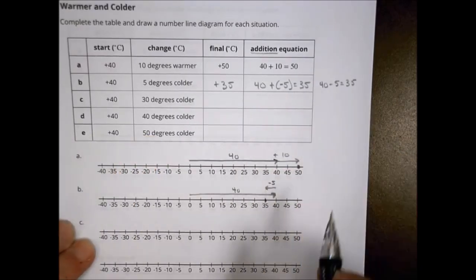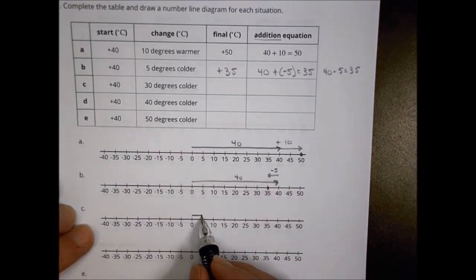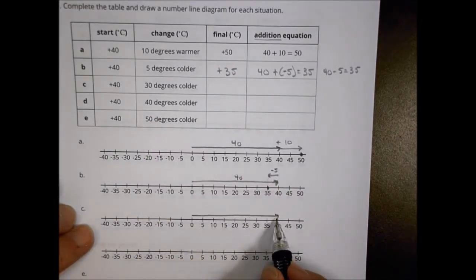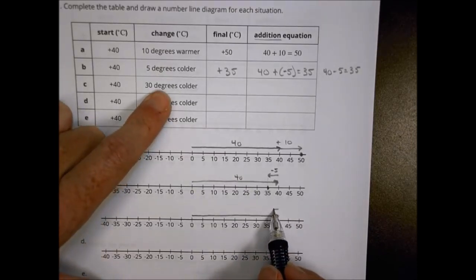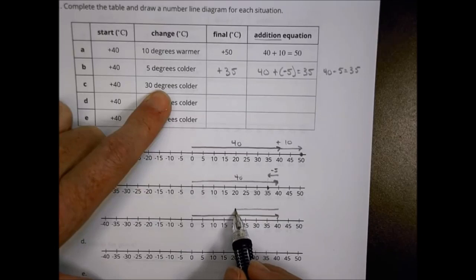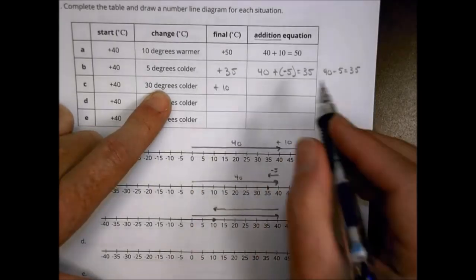Okay, for C it says we're going to go to 40, so we start at 0 and we go up to 40, no problem there. And we're going to do 30 degrees colder. So now we're going to go back this way, 5, 10, 15, 20, 25, 30, and draw my arrow right there, which puts me right here at 10 degrees. So I'm at positive 10 degrees.